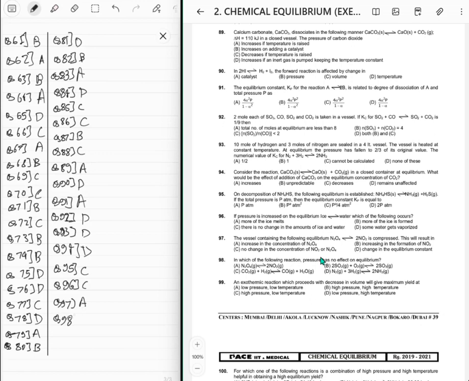Question number 98. In each of the following reaction, pressure has no effect on the equilibrium. So A, no. C, yes. B, no. D, no. So 98, C. Question 99. An exothermic reaction which proceeds with decrease in volume will give maximum yield at. Exothermic reaction proceeds with decrease in volume. Oh, so like it's moles basically those decrease. And I think it's at constant pressure.